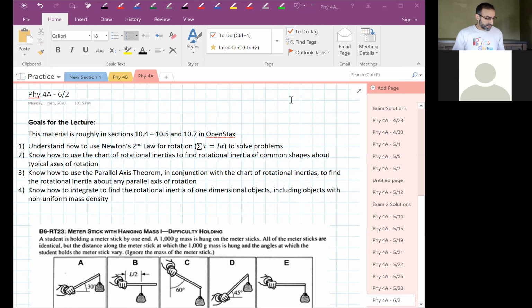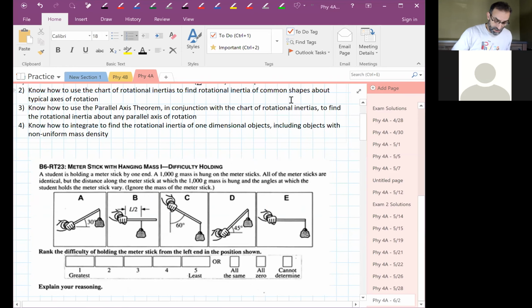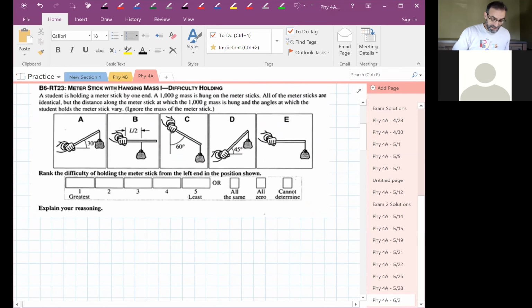Okay, let's start off with a little warm up on torque. We did some torque last time. We'll start off with this. Instead of ranking these, let's actually calculate the torque in each case. So this is a meter stick. It's 1 meter long, and that weight is 1 kilogram.